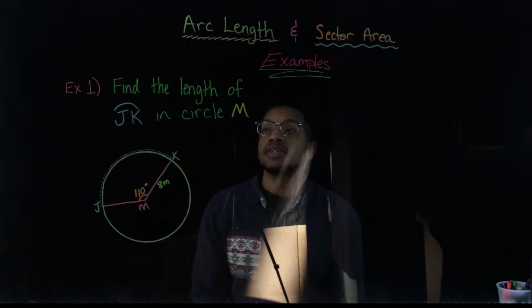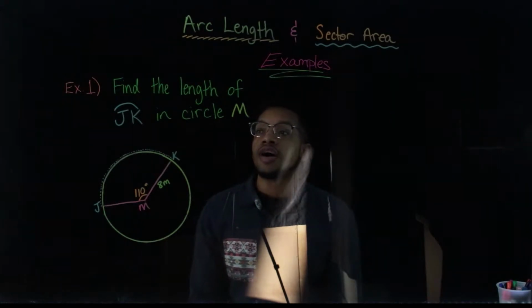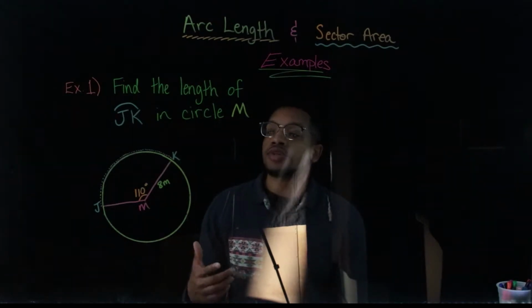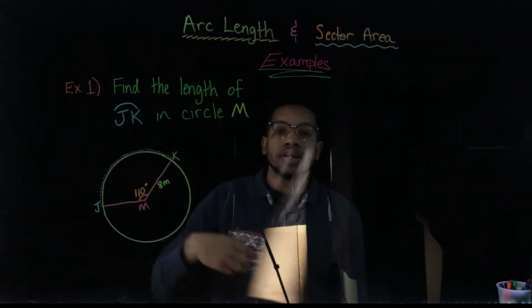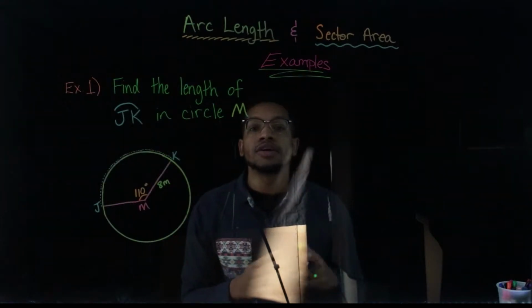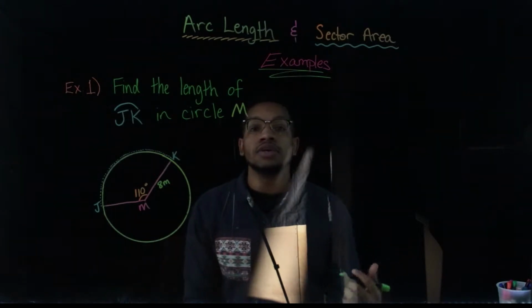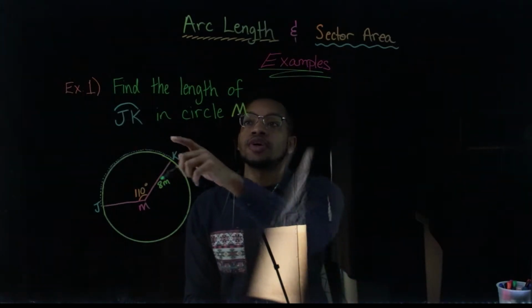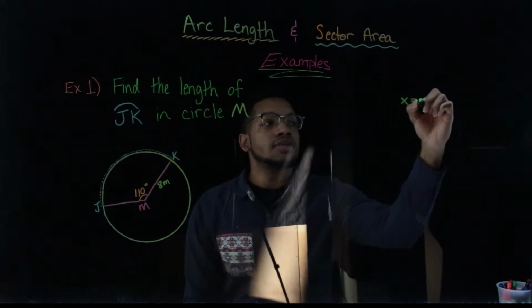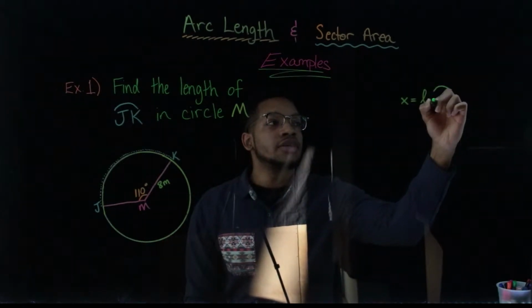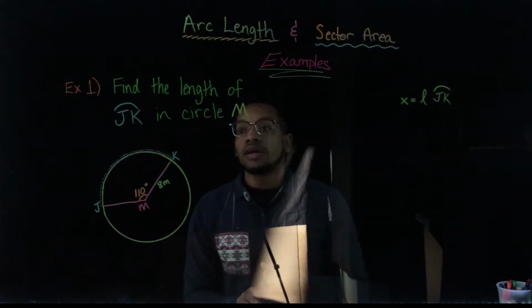All right, so it says, find the length of arc JK in circle M. So they want us to just find the distance along the circle from J to K. All right, so let's first start off by talking about what we know and what we need to know. So if we're trying to find the length of arc JK, let's let that be X. I'm gonna say the length of arc JK.